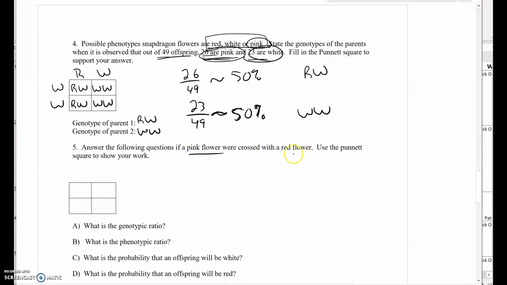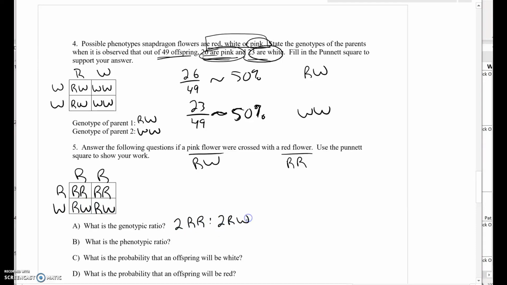Now if we had a pink flower, cross it with the red flower. Pink flower is the blend, it's the heterozygous individual. Red is RR here. So we have RW crossed with an RR. Our genotypic ratio would be 2 RRs to 2 RWs. Phenotypic ratio would be 2 red to 2 pink.